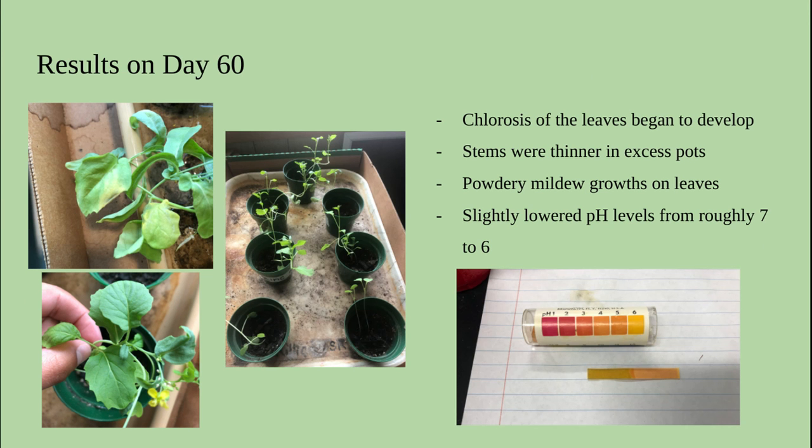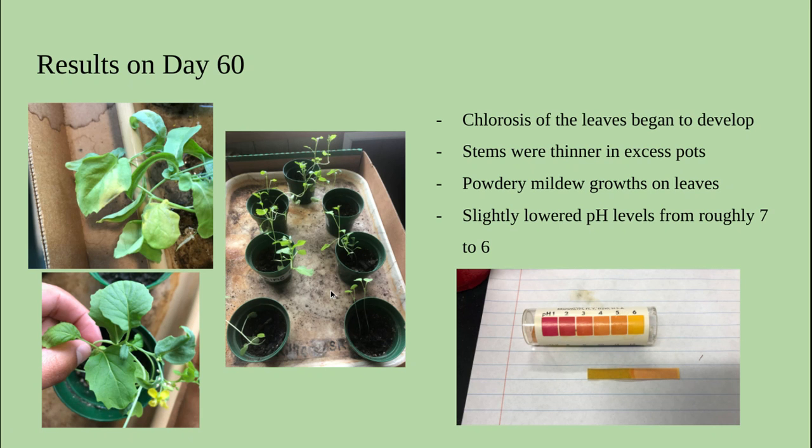So on the 60th day, the results were much more what I was expecting. In this upper left-hand corner photo, you can see chlorosis and deterioration. And this was an iron 20 times the ideal concentration plant. Below that is the control. You can see the control has consistent coloring and no signs of deterioration.